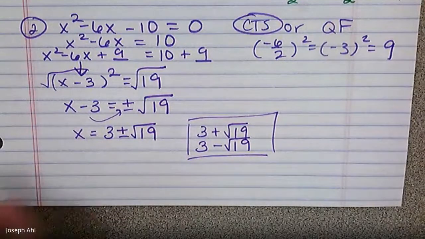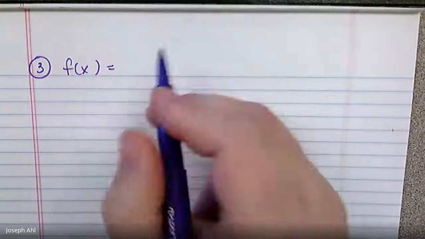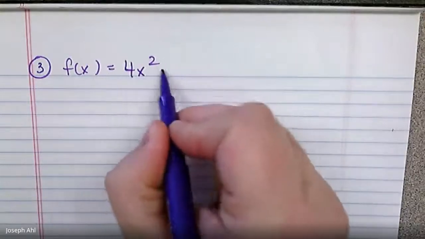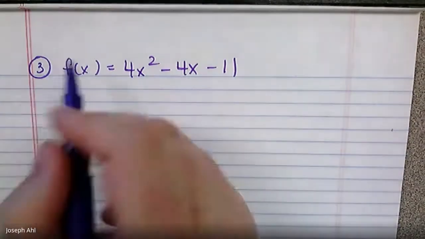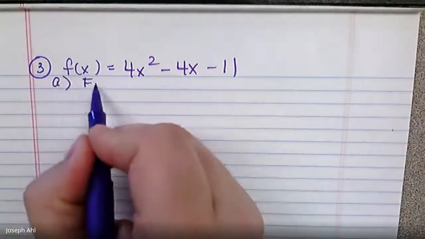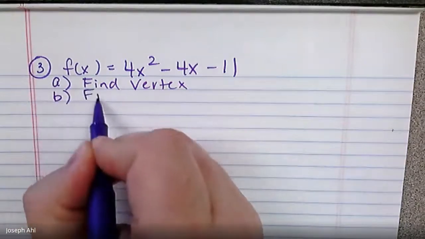Okay, moving on, I want to talk about, in the next example, finding not only the roots, but also the vertex. So for f of x equals 4x squared minus 4x minus 11, we're going to do two things. We're going to find the vertex and the roots.